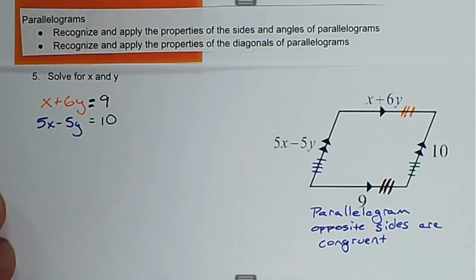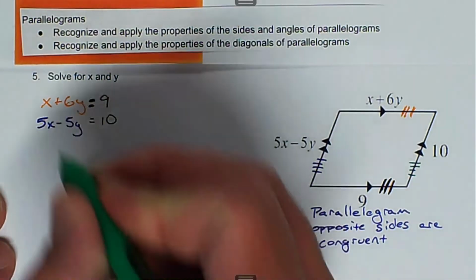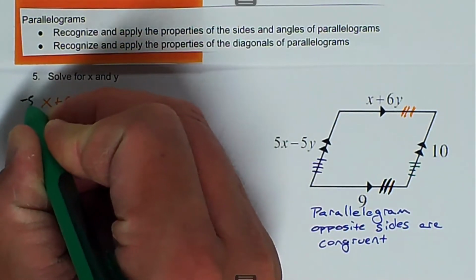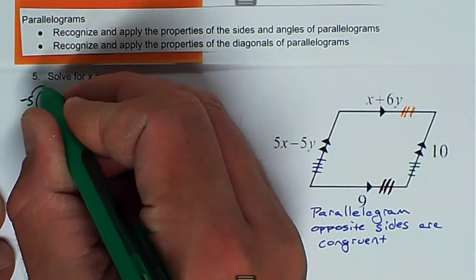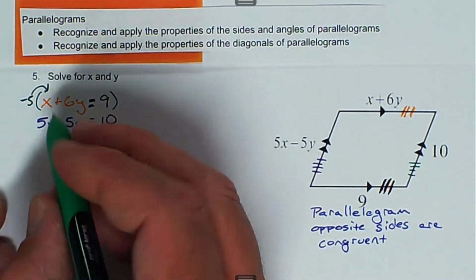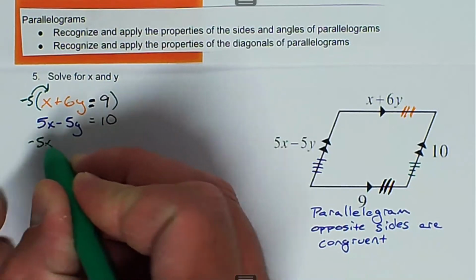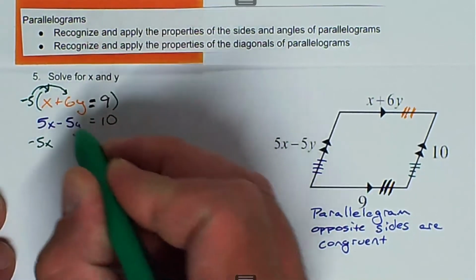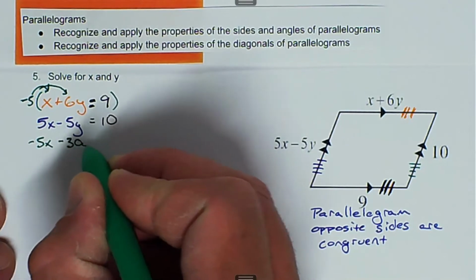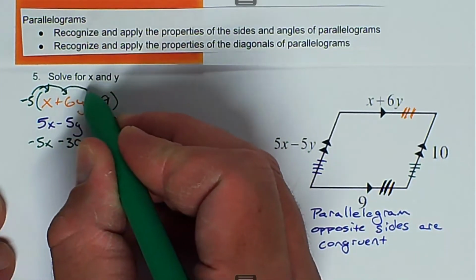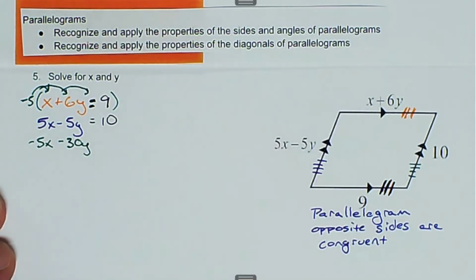So what we're going to do is multiply by negative 5, because we want to get our coefficients in front of each x variable to be the exact opposite. So negative 5 times x is negative 5x. Negative 5 times 6y is negative 30y. And negative 5 times 9 is negative 45.